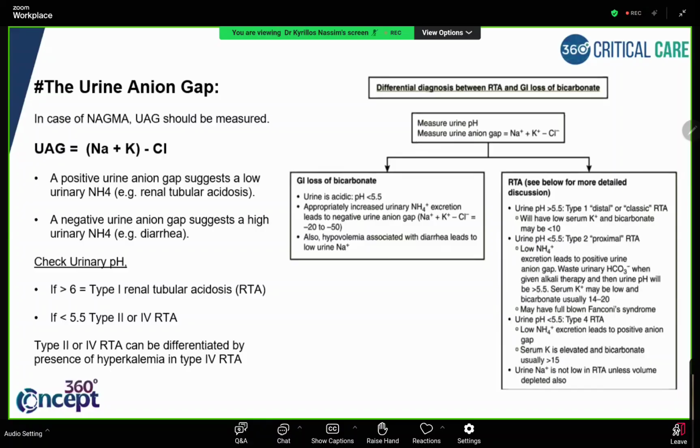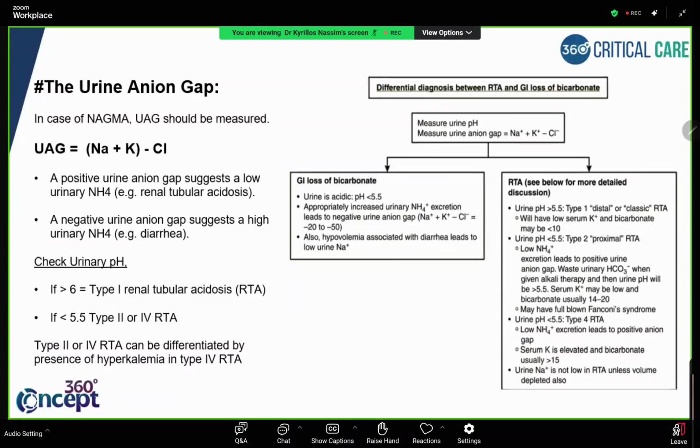If it is a positive urine anion gap, then it should suggest low NH4, which is going to the diagnosis of renal tubular acidosis. And if it is negative, it suggests something called diarrhea, and I have given a table to differentiate between the two, if it's positive or negative.